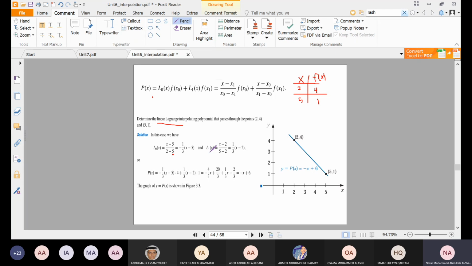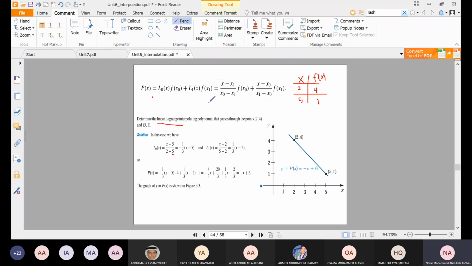After that, we compute L1. To compute L1, it is just x minus x0, where x0 is 2, over x1 minus x0. As we said, xj should not equal xi, in this case to avoid 0 in the denominator.